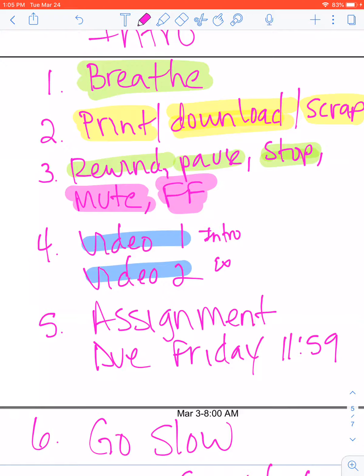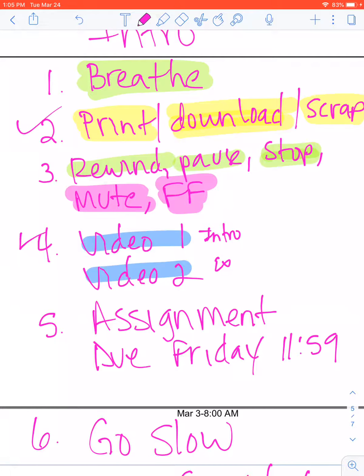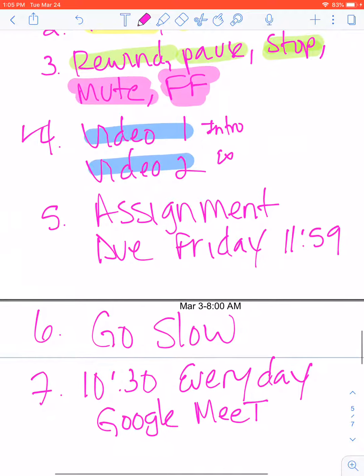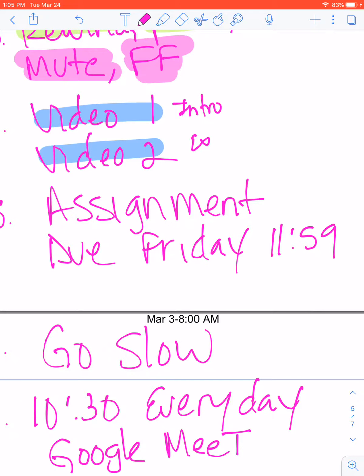All right, so what are you going to do? You're going to print your notes. Download your notes, get a scrap piece of paper. You're going to watch the video and you're going to write along with me. And once you've done all of that, then you can start your assignments. And your assignment, I'm only giving you one assignment, not several, not a worksheet A, not a worksheet B, one. One assignment that is due by Friday at 11:59.